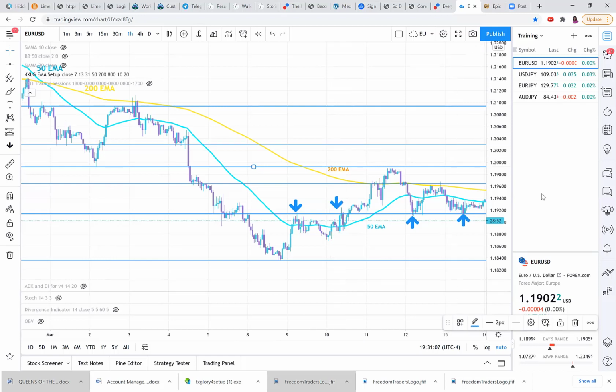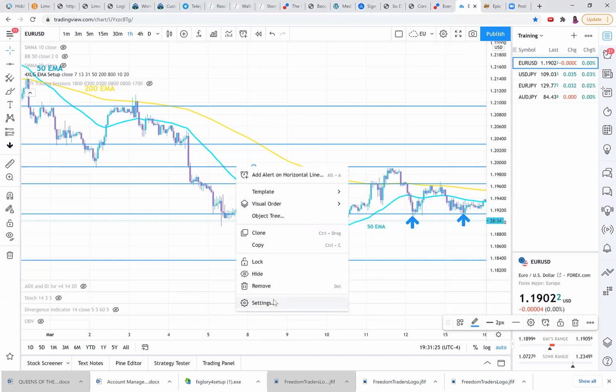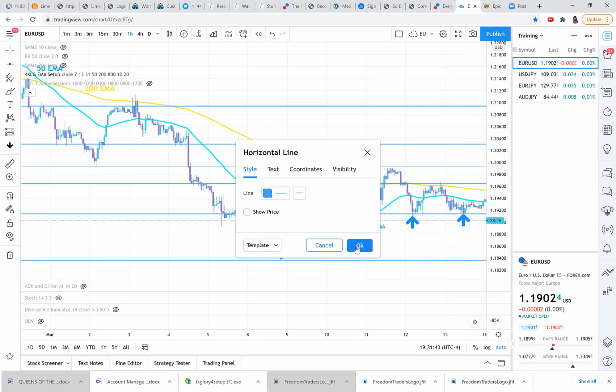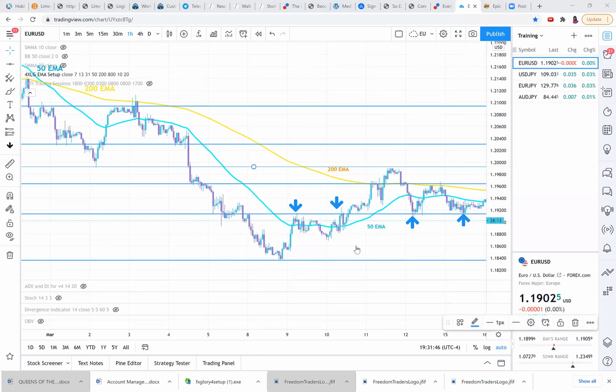Okay, are there any questions? Put a 3 in the chat if you have any questions about support and resistance and how to mark these zones. You can click on it, right click. And here you can choose the color of your zone and how thick or thin you want that line to be. Okay, I think I see a question. Great. All right, so that's support and resistance.